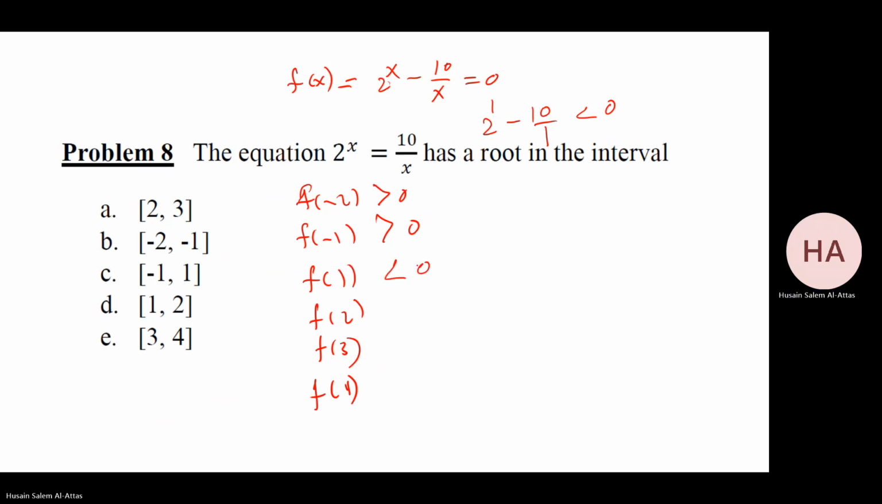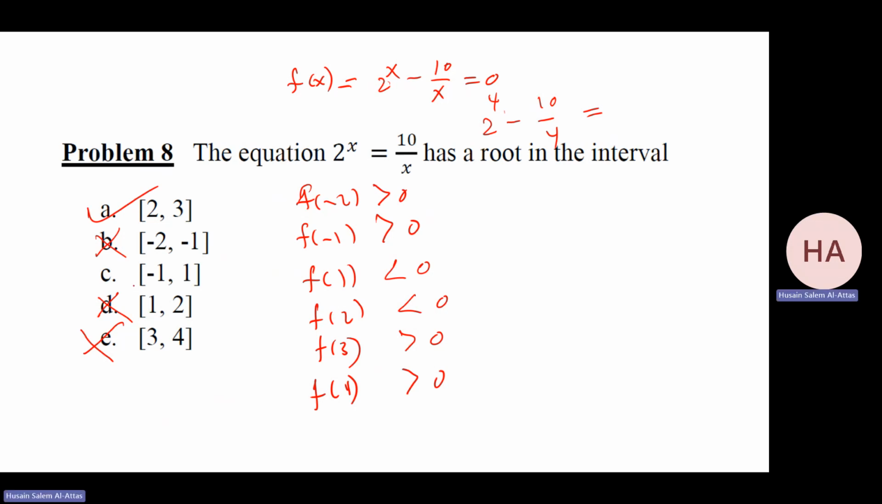F of 2, it will be what? 2 to the power 2 minus 10 over 2. That will be 4 minus 5, negative. F of 3, 2 to the power 3 minus 10 over 3, that is positive. F of 4, 2 to the power 4 minus 10 over 4, which is positive. For sure, this is wrong. 1 and 2, also wrong. Minus 1 and 1 seems to be correct. Minus 2 and minus 1, this is wrong. 2 and 3, correct.